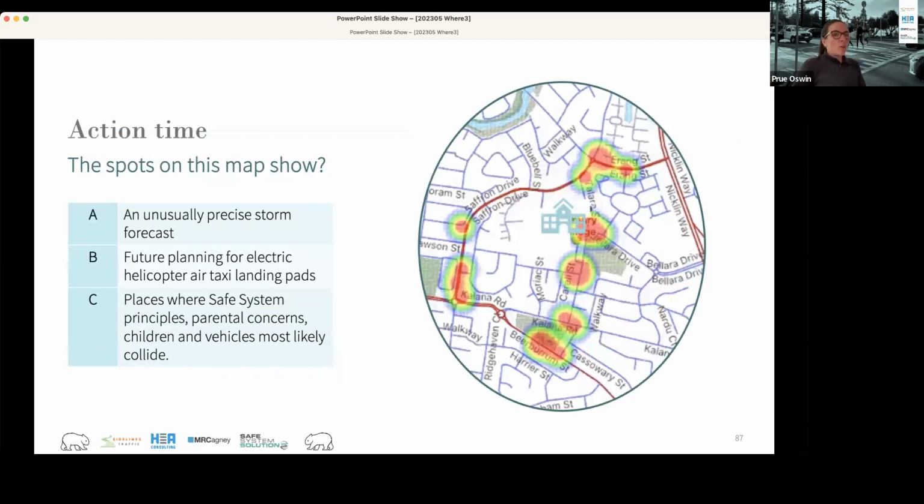Action time. We've got some quick true or falses and multiple choices that we're going to use the chat for. The spots on this map show A, an unusually precise storm forecast, B, future planning for electric helicopter air taxi landing pads, or C, places where safe system principles, parental concerns, children and vehicles most likely collide.